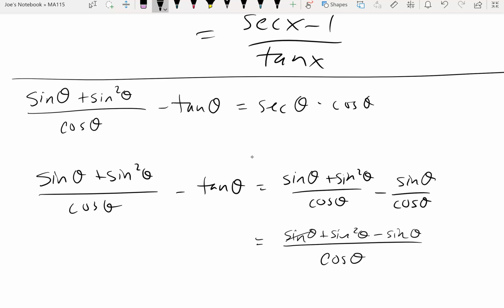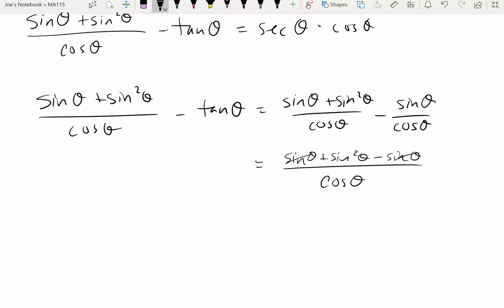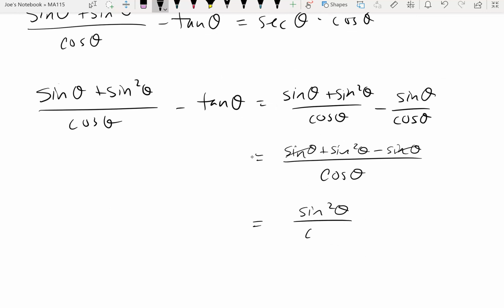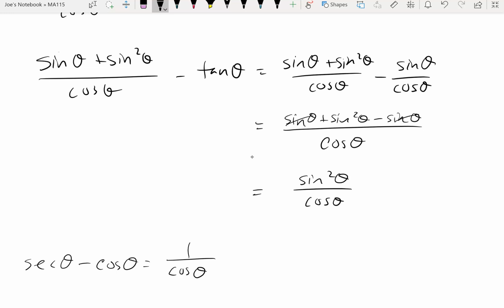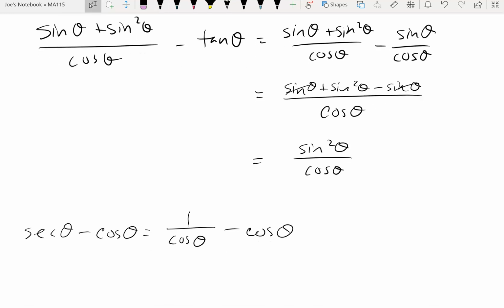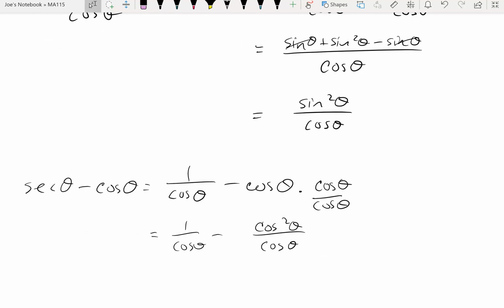And then notice that your sines cancel, right? So we're at sine squared theta over cosine theta. And that's what I had on the left side. And then on the right side, I knew that secant is 1 over cosine. So you went to the right-hand side. Then I tried getting a common denominator, so I multiplied the cosine by cosine over cosine. Then you could turn that into one fraction, so you get 1 minus cosine squared theta over cosine theta. And that's sine squared over cosine.